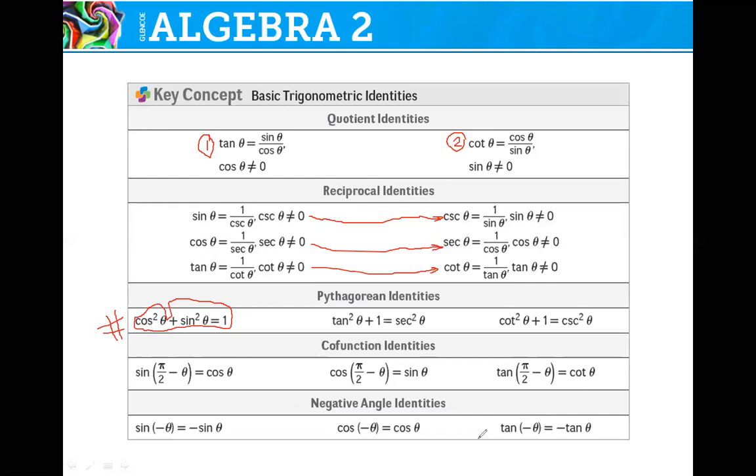The negative angles identity. If we have a negative angle and you want to get the value of the sine, you take the negative outside, get the value of the sine, and the result will be negative. But in the cosine, the negative sign will be removed. Cosine eats the negative sign. If you have a negative angle, the value of the tan will be negative. Okay, let's go to the next.